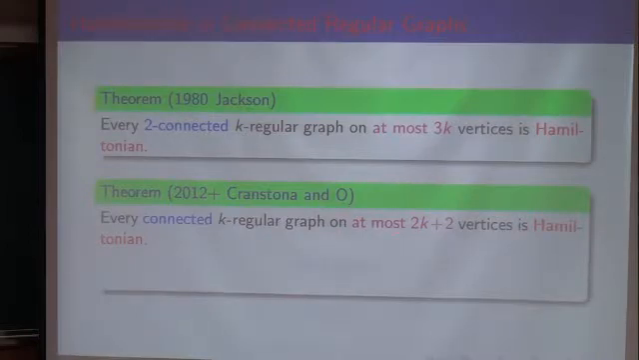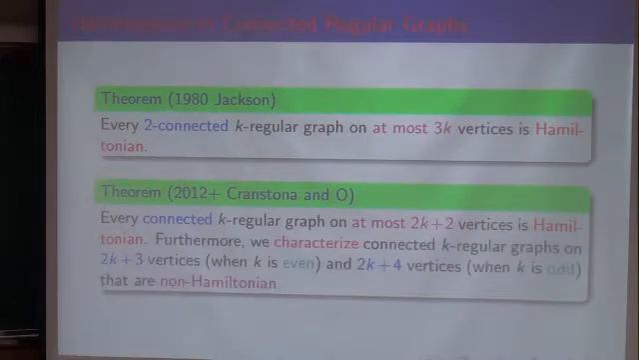Every connected k-regular graph with at most 2k+2 vertices is Hamiltonian. How to show this? Well, this is 2-connected, so we only need to care about the case with the cut vertex, right? And it's easy to show that if a connected k-regular graph has a cut vertex, then it has to have at least 2k+3 vertices. So this is also best possible.